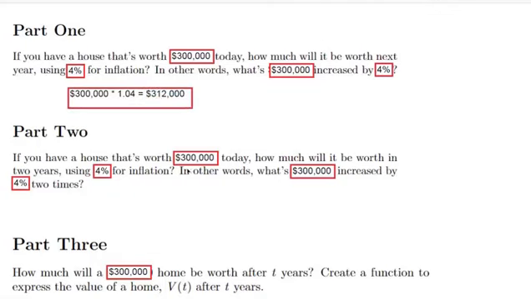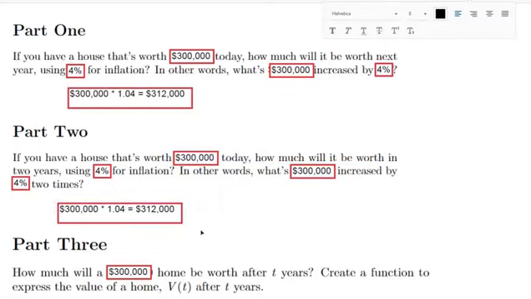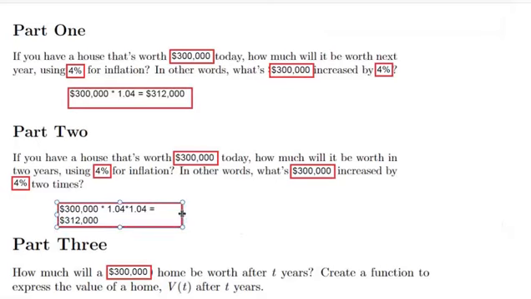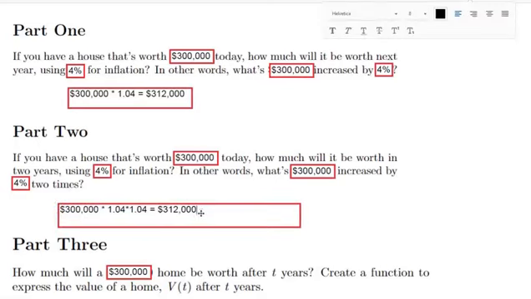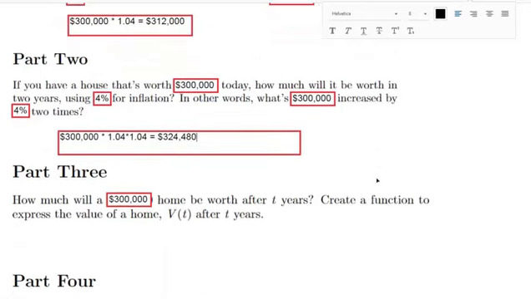Part 2 says if you have a house that's worth $300,000 today, how much will it be worth in 2 years using 4% inflation? So to do this, you could repeat the same calculation. You just have to multiply it by another 1.04. Just take what you had in part 1 and increase it by another 4%. So what's happening is you can rewrite this using powers, because you're multiplying by the same thing, 1.04, twice. And that's the pattern we're going for.